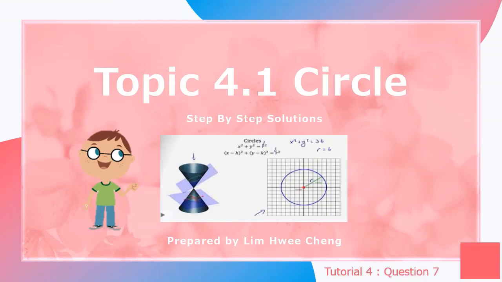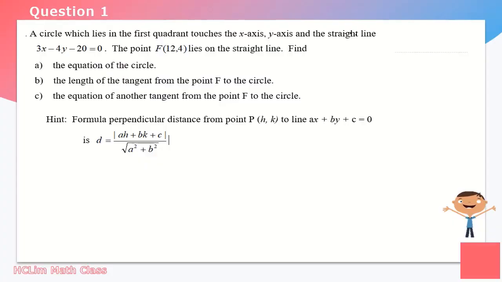In this video, I'm going to show you step by step how to solve the circle problem. These questions are picked from the tutorial books. This is the question. We notice that the circle we want to form is in the first quadrant, and it touches the x-axis, y-axis and the straight line 3x minus 4y minus 20 equal to 0. There is a fixed point on the straight line.